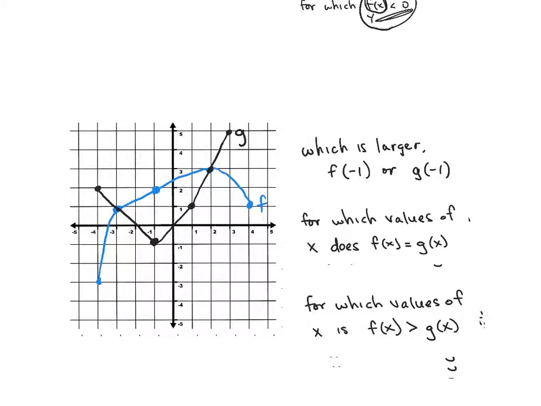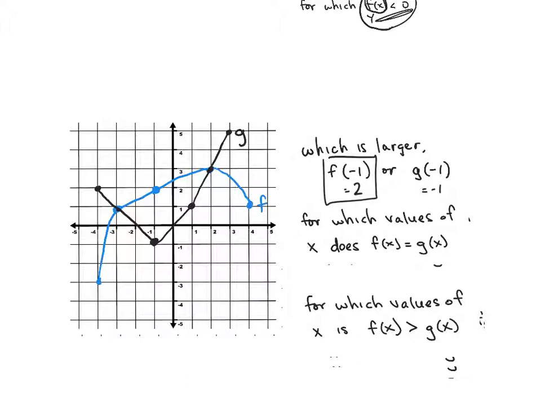And this right here has a higher value. F of -1, since that's the purple one here, f of -1 is equal to 2. G of -1 down here is equal to -1. So the larger value is f of -1.